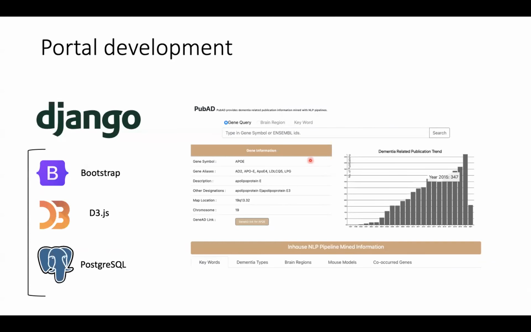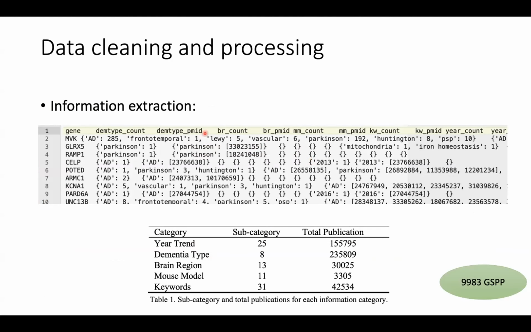With all the information we have, this matrix you can see here is just part of the matrix we have in the final step. Those are summaries of the information we extracted. The DEM type here is the dementia type. We have 8 different dementia types. Each row is a gene, and we count how many publications mentioned AD, frontotemporal dementia, or Lewy body dementia. Then we have another column to record the PMIDs for a certain disease. For other categories of information, we have a similar structure.